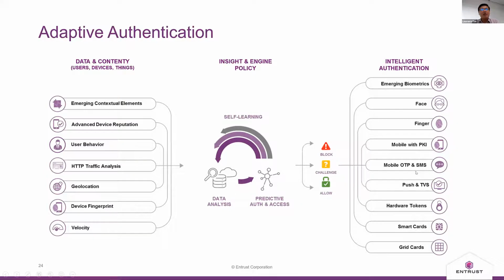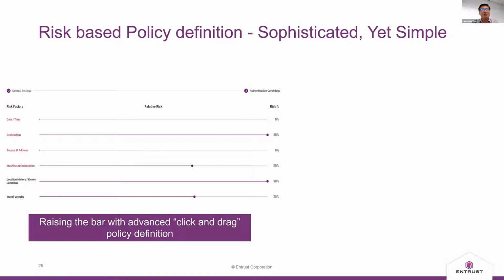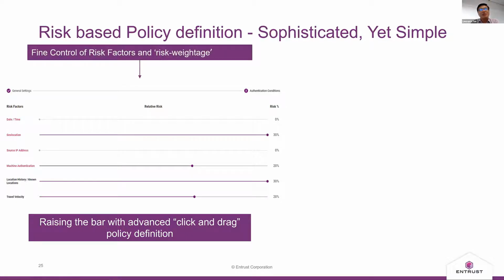Let me show you some screenshots of what Identity as a Service allows the administrator to do. You can have different risk factors like the time of login, geolocation, and travel velocity. Travel velocity measures the time between the person logging in from location A to location B, for example. So you can adjust the weightage of each factor to compute the risk level. That's the risk weightage.